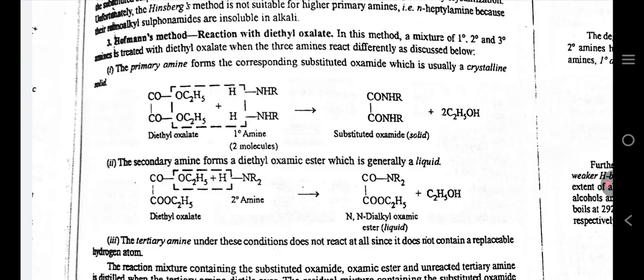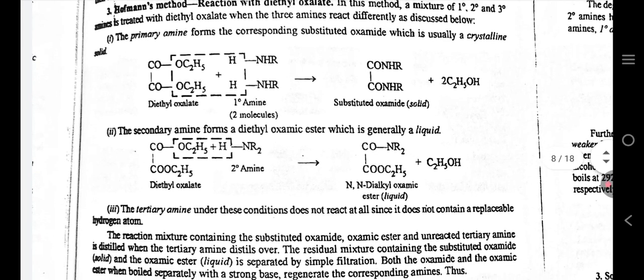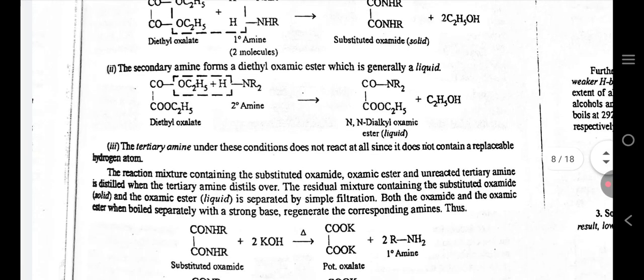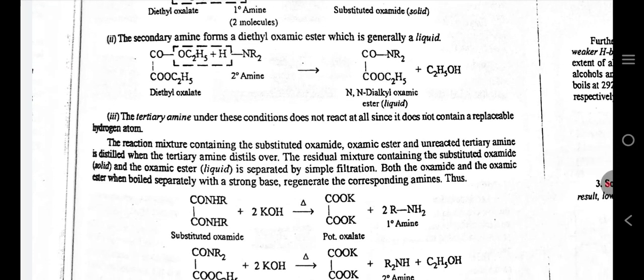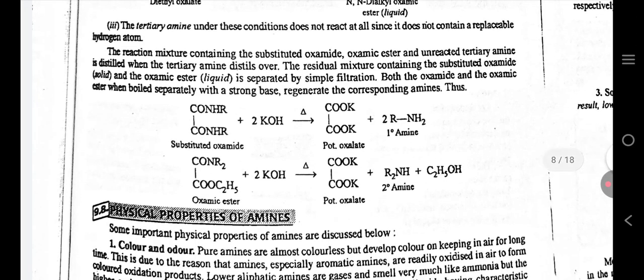Hofmann method: reaction with diethyl oxalate. In this method, a mixture of primary, secondary, and tertiary amines is treated with diethyl oxalate, when the three amines react differently as discussed below. The primary amine forms the corresponding substituted oxamide, which is usually crystalline. The secondary amine forms a dialkyl oxamic ester, which is generally a liquid. The tertiary amine under these conditions does not react at all since it does not contain a replaceable hydrogen atom.